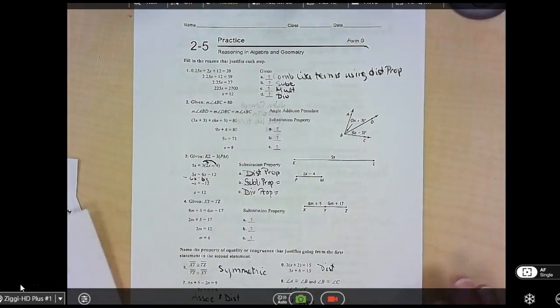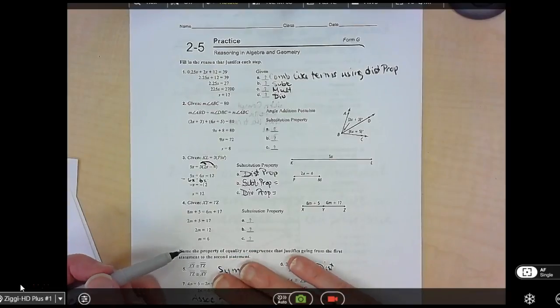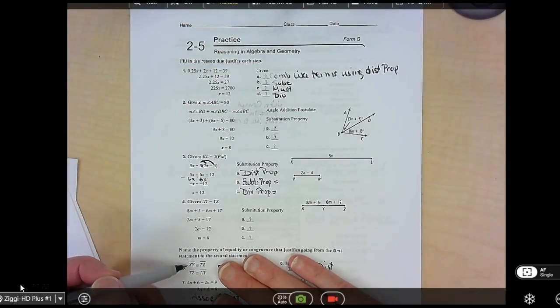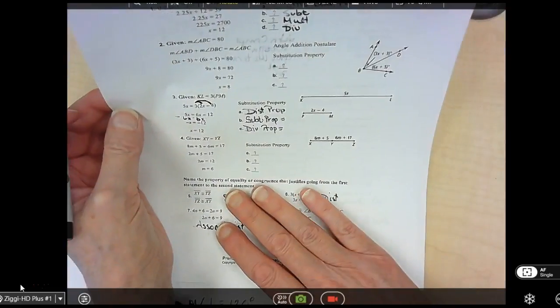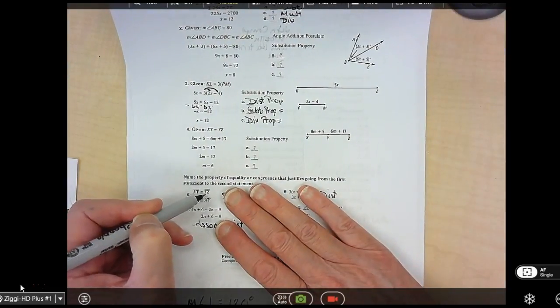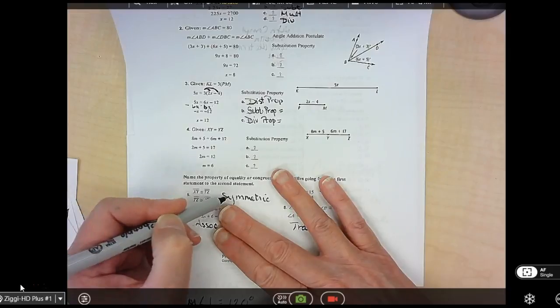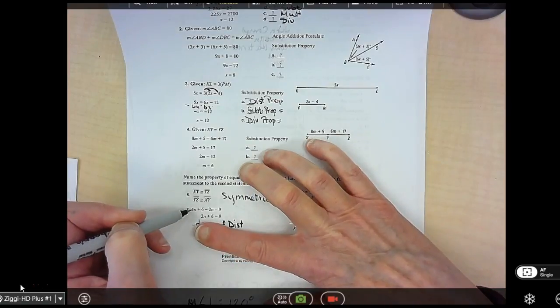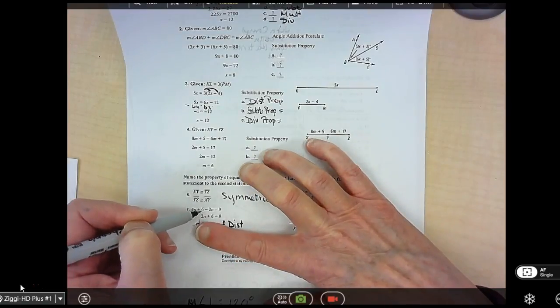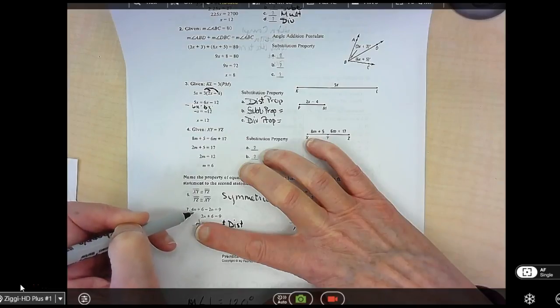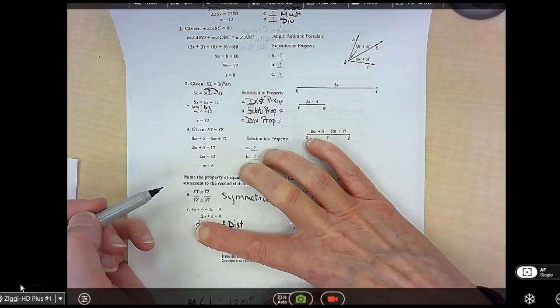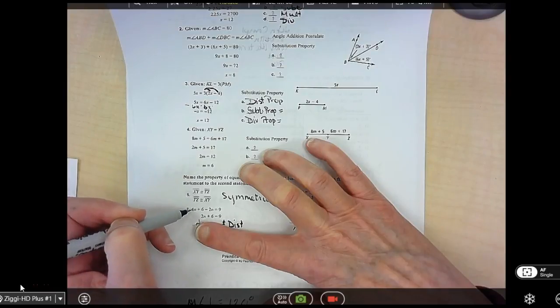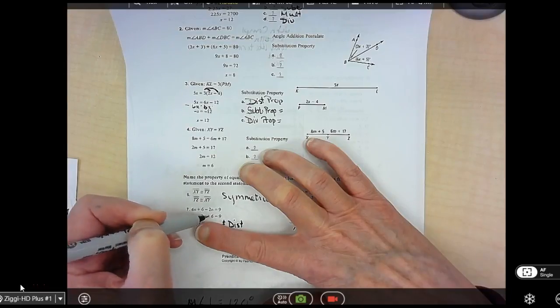So then we go through and we have some properties that we have to name. If we look at xy equals tz, tz equals xy, they flip the sides, so that is symmetric property that allows you to switch the sides. If you go to negative 2n plus 6 plus 4n, so 4n plus 6 minus 2n, they added the like terms to get 2n plus 6.